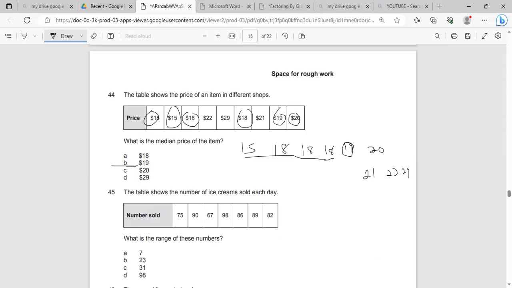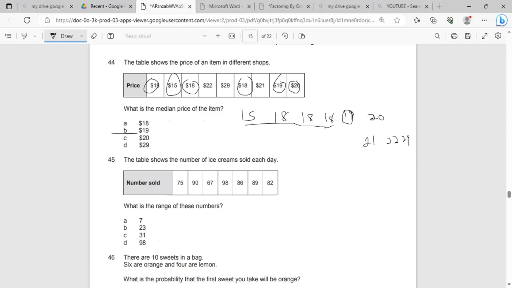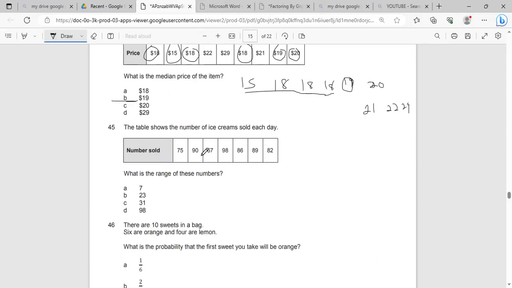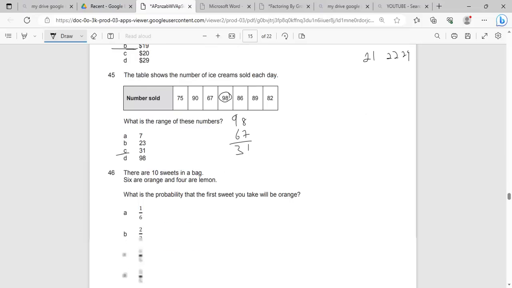45, the table shows the number of ice creams sold each day. What is the range of the numbers? Now the range is the highest value, which I'm seeing to be 98, minus the lowest value, which is 67. Any number lower than that? No. All right, so it's the highest value subtract the smallest value.